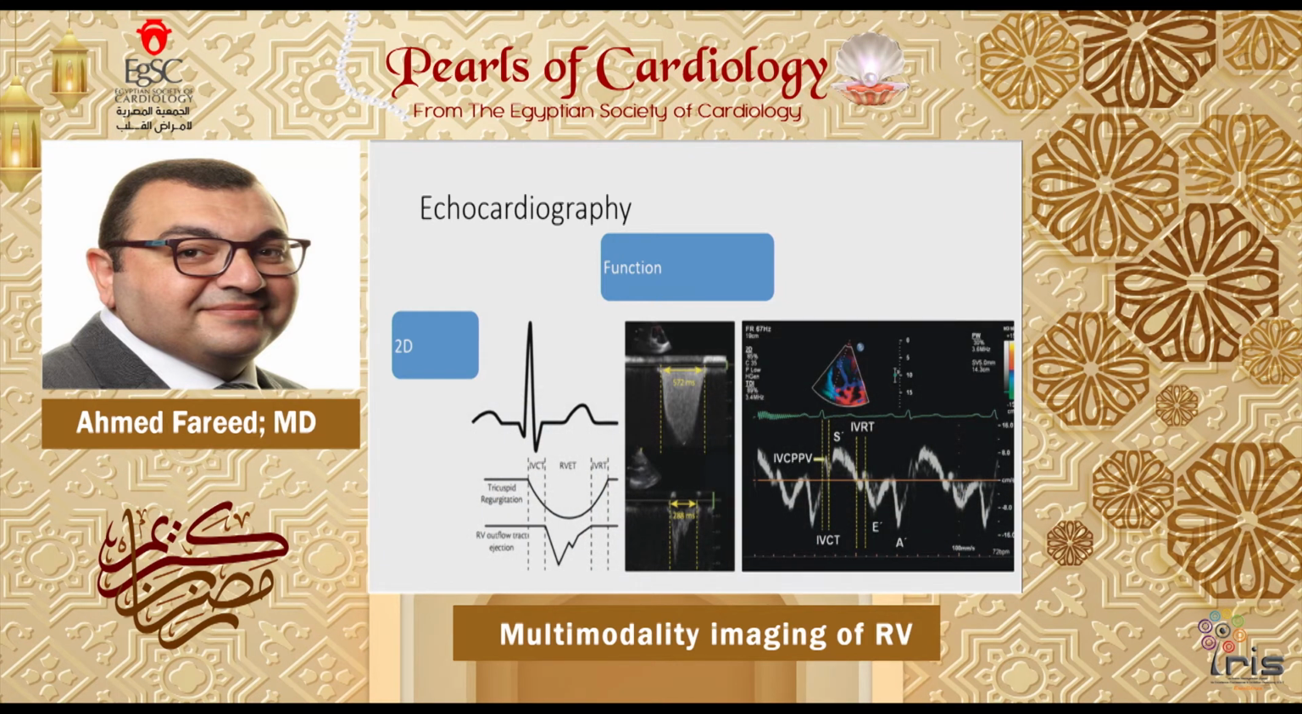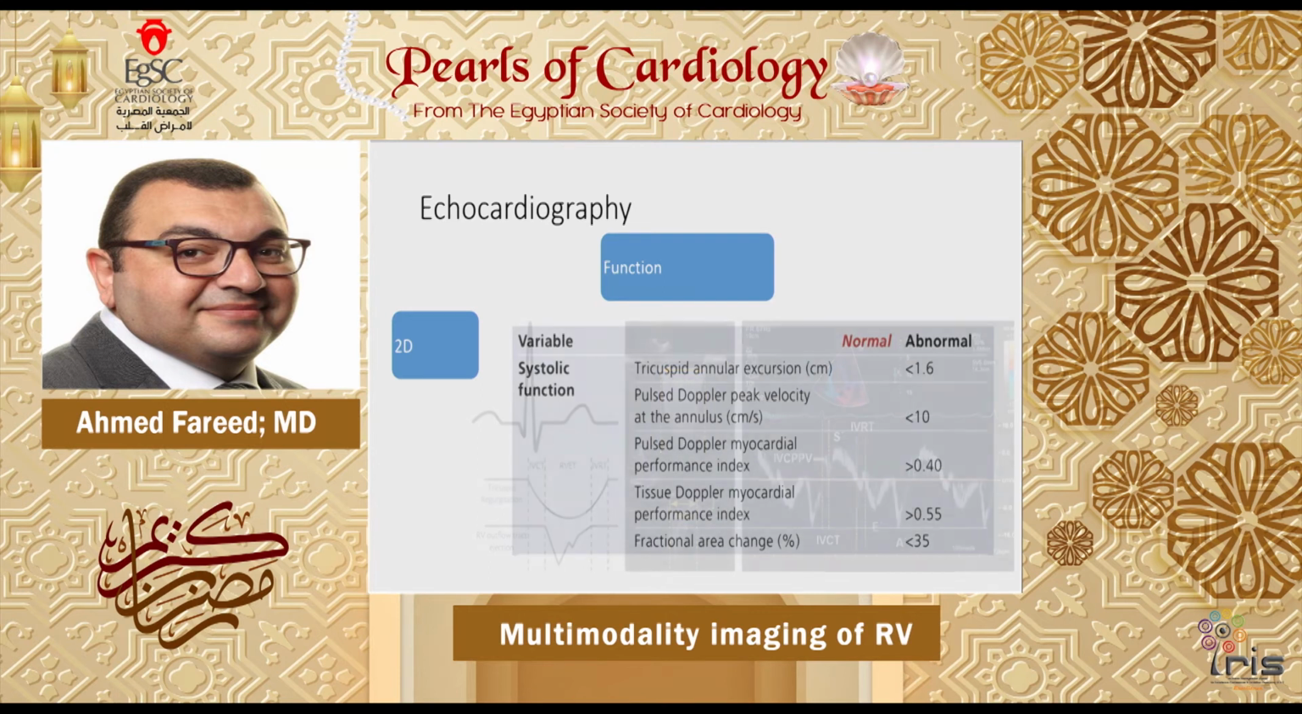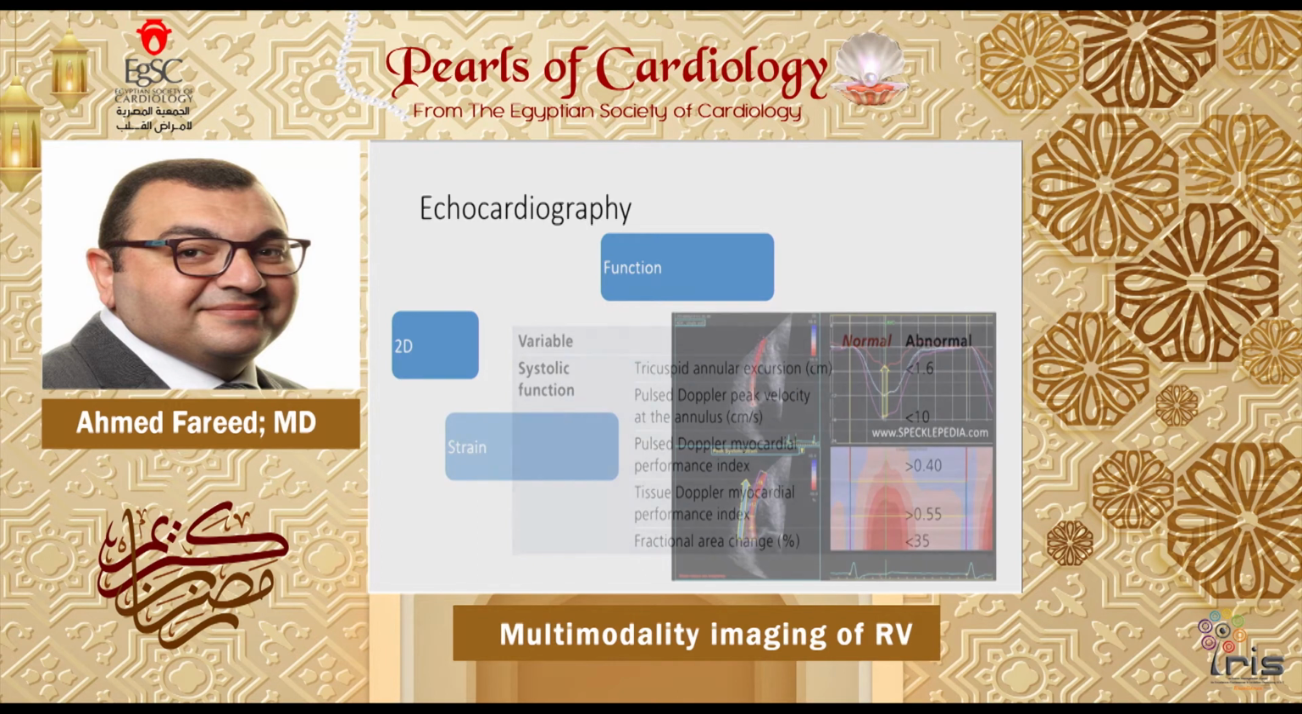Also, there's another parameter called the myocardial performance index. We measure it from the RVOT velocity, and we exclude from this the IVCT and the IVRT and put this in an equation to get a number at the end. And these are the cutoff values for the functions by echocardiography, including the TAPSE lower than 1.6 or 16 millimeters is abnormal, systolic velocity less than 10 by the tissue Doppler, a myocardial performance index more than 0.4, and the fractional area change less than 35, all considered abnormal by echocardiography.